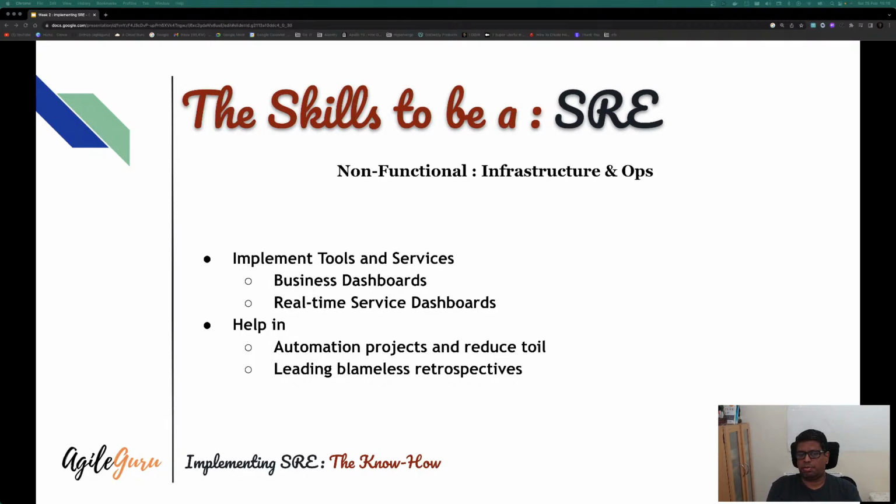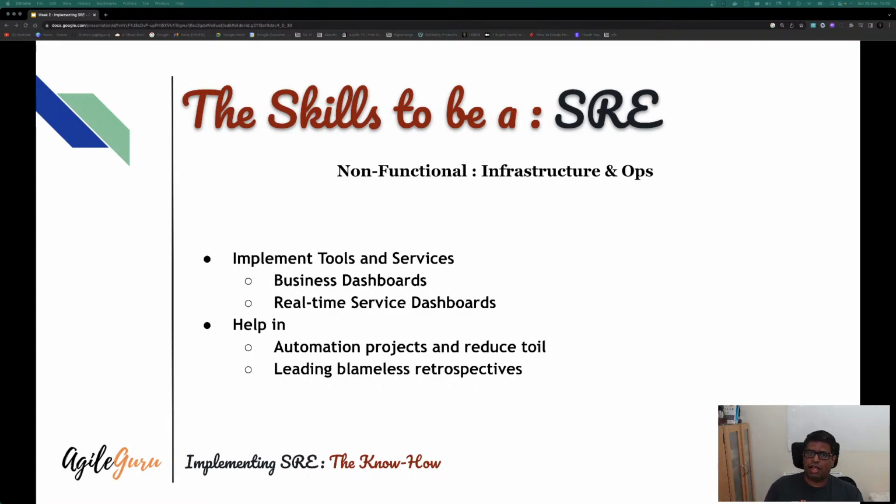A business dashboard does not look into one component per se. It looks at whether the customer is clicking something, something is happening and they are happy. A real-time service dashboard will be concentrating on each component, whether they are running on high CPU or there is some latency and all those things, and whether something is going on in the background.